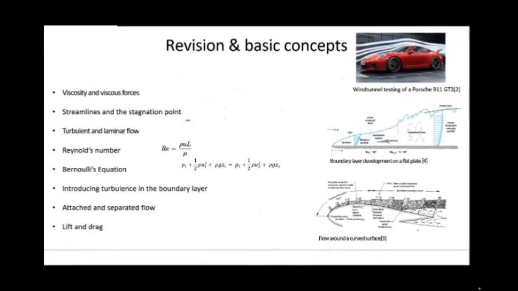Streamlines and stagnation point. What do I mean by that? If we look at this image on the top right hand corner here of this Porsche, clearly we can see some streamlines there, or some smoke which has been introduced into the airflow, and those follow these streamlines. So what are streamlines? Those streamlines are paths which a massless particle would travel over a vehicle. So these represent the velocity vectors of the airflow around that vehicle.